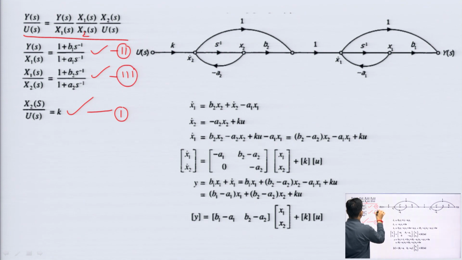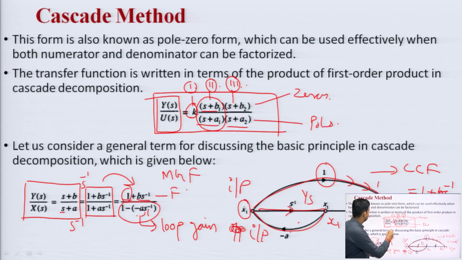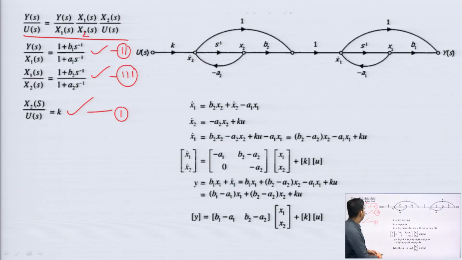The same step: I need to multiply numerator and denominator by the highest power of s. Here the highest power of s is 1. So I will multiply numerator and denominator by s inverse separately. After doing that, I am obtaining this transfer function.